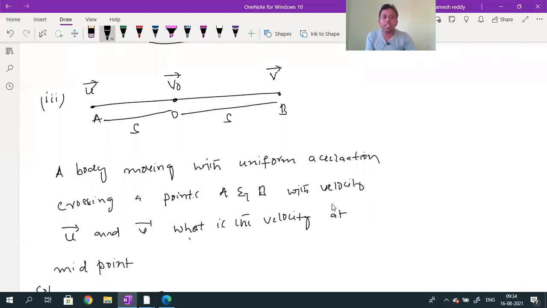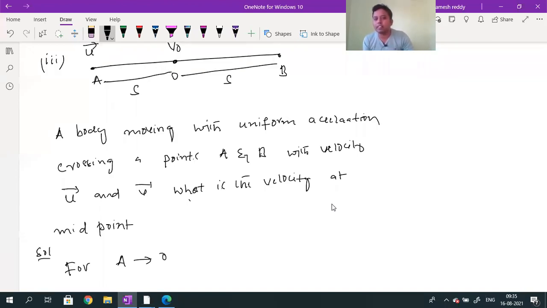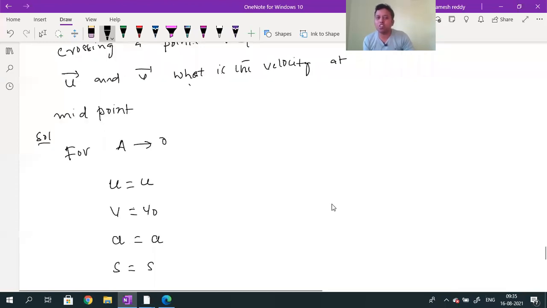Explain for the A to O journey. A to O journey: initial velocity U, final velocity V naught, distance traveled S. Okay? Can we solve it with only one method or any other method? It is not compulsory to solve by one method. Many methods can be there. Now, first you follow one method.